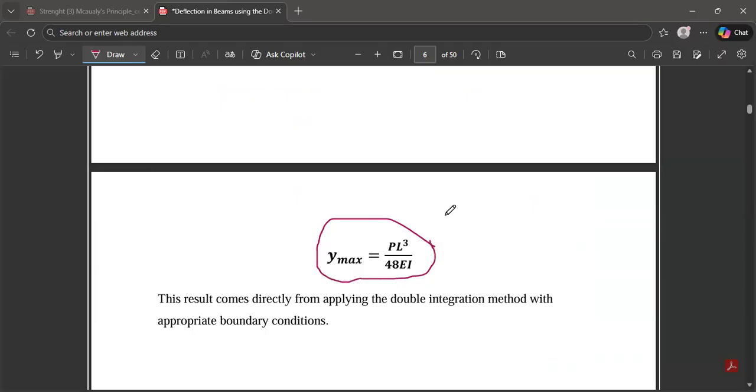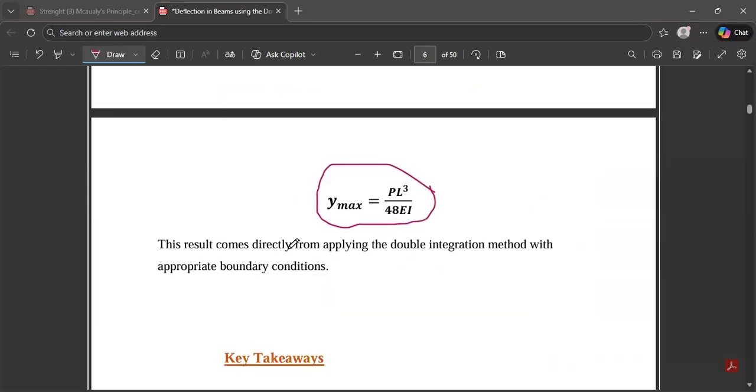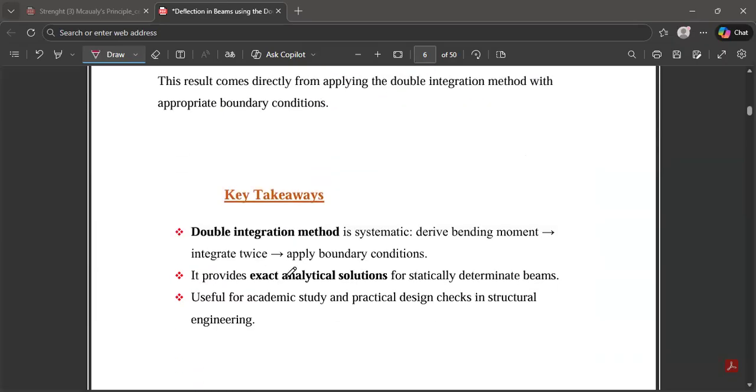If you know this formula, it is good, because obviously in the examination hall, you can use this to calculate and write the answer somewhere. So if you use the double integration method and you didn't get that answer, you will know whether you are wrong or not. Okay, good. This result comes directly from applying the double integration method with appropriate boundary conditions.